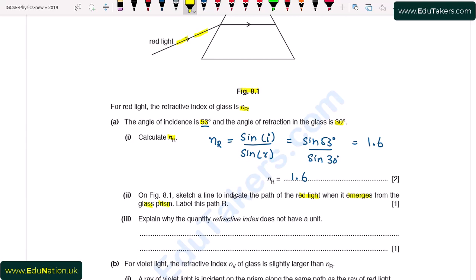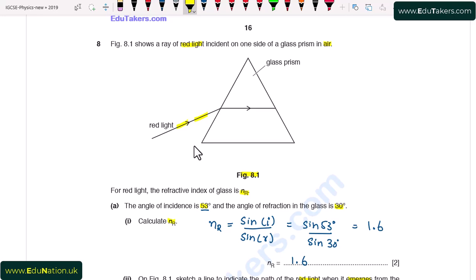So here we have to draw the path of red light when it emerges out of this glass prism and we have to label it with R. So going back to the figure, we can see that it's a red light and it is incident at the prism at angle 53 degrees.